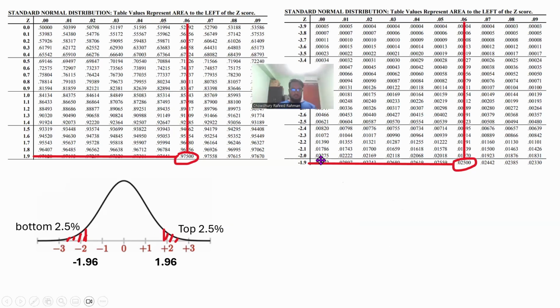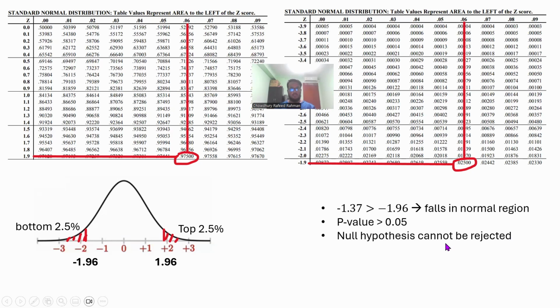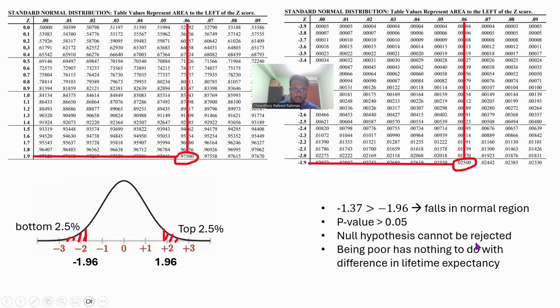Now, the thing is, you have a value of what? Minus 1.37. Minus 1.37 falls somewhere right here, right? And obviously, it is not falling in the critical region. It is falling in the normal region. So p-value bigger than 0.05. So we cannot reject null hypothesis. And so being poor has nothing to do with difference in lifetime expectancy. So this is the entire Z test.